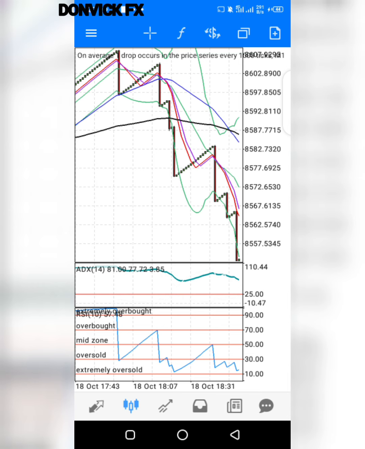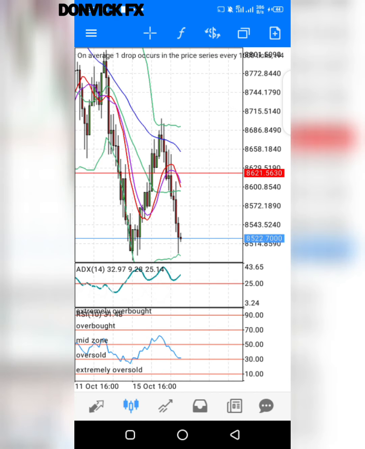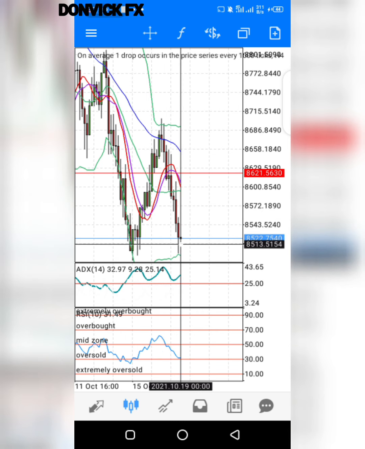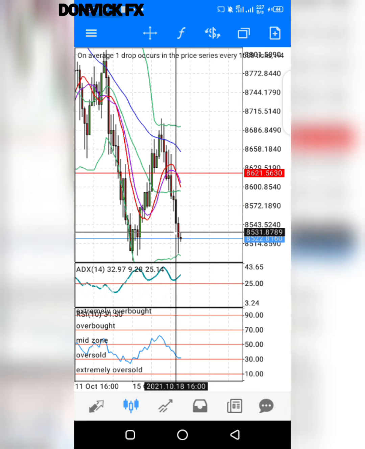You can use your higher time frame like your H4 or your D1. H4 means 4-hour candle. D1 means 1 day candle. For those who are new in forex, H4 means 4 candles of 1 hour, which make one 4-hour candle.